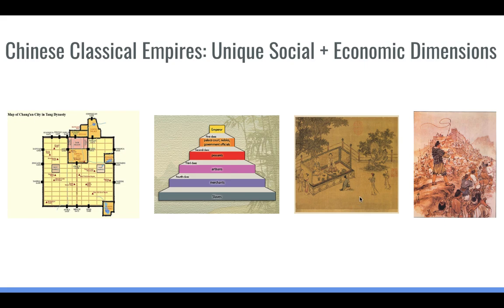And the last thing we see, which is actually here in the third image, is that patriarchy continued to shape gender and familial relations in imperial societies, including China.